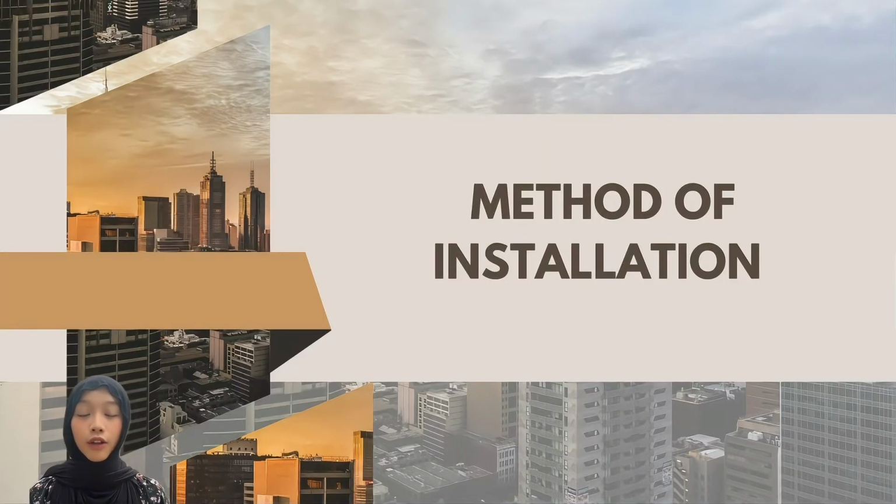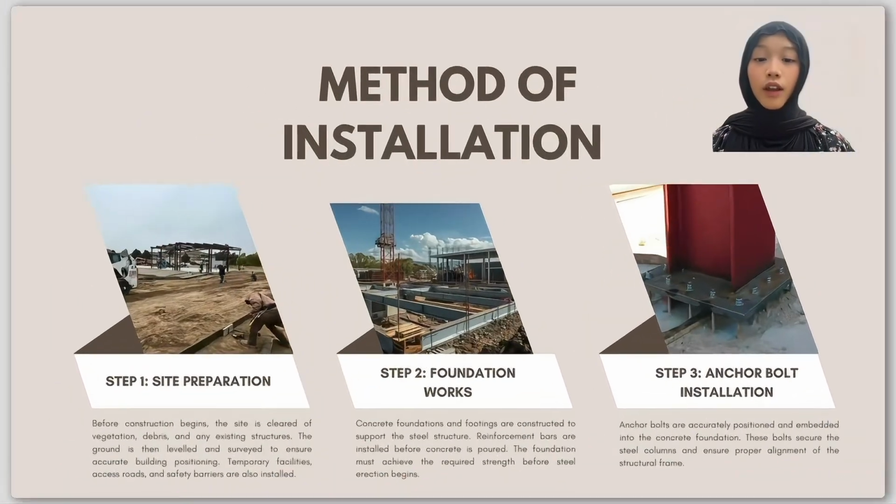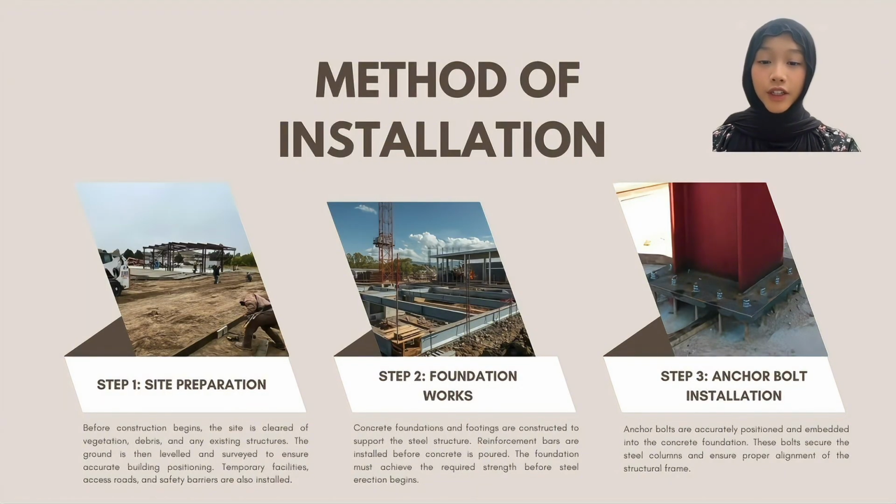I'm going to talk about the method of installation for steel skeleton frame. First step, site preparation. Before construction begins, the site is cleared of vegetation, debris, and any existing structure. The ground is then leveled and surveyed to ensure accurate building positioning. Temporary facilities, access roads, and safety barriers are also installed.